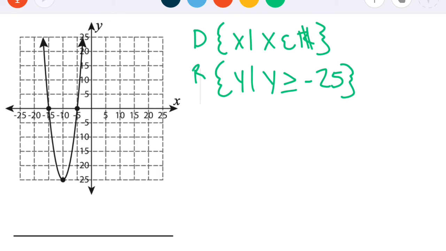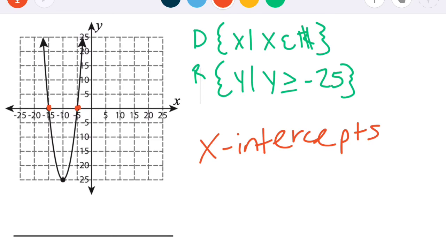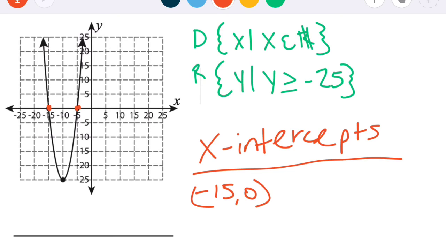The other topic in this video is intercepts. The x-intercepts on this graph are simply where the parabola crosses the x-axis. We have 2 points there. When you're given a graph, the intercepts are pretty easy to see because it's just where it crosses the x-axis. Now intercepts should be written as ordered pairs. So our 2 intercepts for this parabola would be negative 15, 0, and also negative 5, 0.